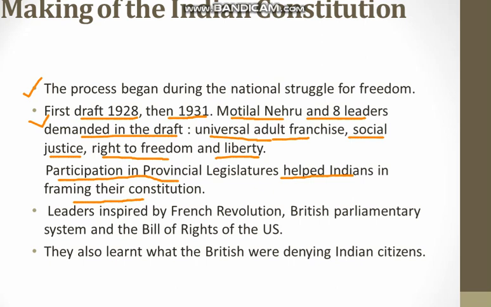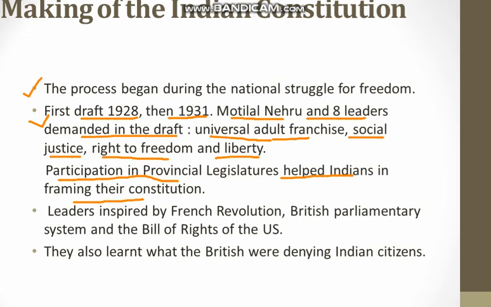In 1931, the legislature elections took place, and Indians participated in them. It was not fully democratic. Sorry, it's not 1931, it's 1937. The elections were held in 1937 to provincial legislatures and ministries all over British India. These were not fully democratic governments, but the experience gained by Indians in the working of legislative institutions proved very useful for the country in setting up its own institutions.